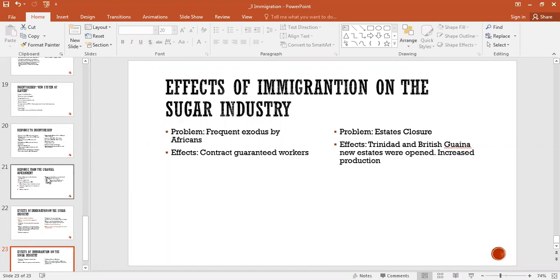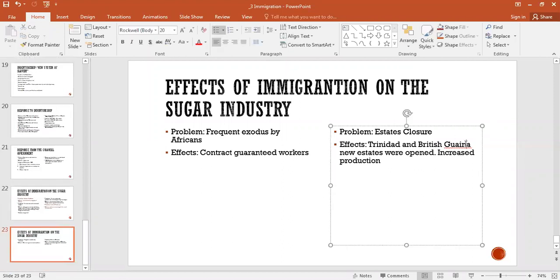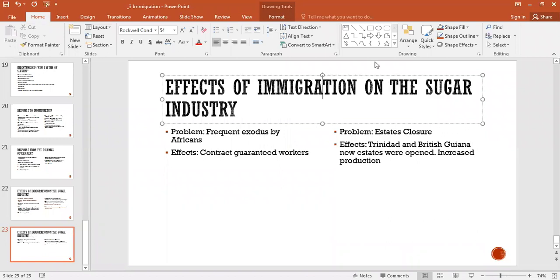Now, when we meet on Tuesday, remember, I'm not going to be here on Monday. I'll send work for you though. But on Tuesday, what I'm going to look at is the contribution of the immigrants to the Caribbean. So what the Indians contributed to the Caribbean, what are the contributions of the Chinese to the Caribbean?